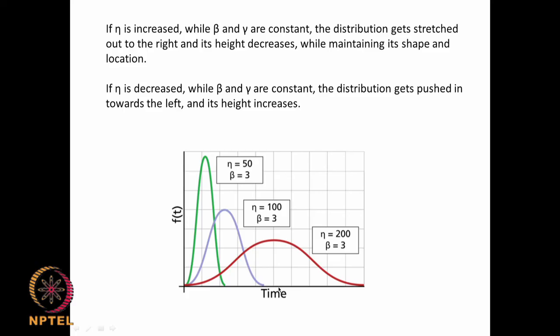Okay. So, if eta is decreased while beta and gamma are constant, the distribution gets pushed towards the left and its height increases, whereas if eta is increased, the height will decrease, but the graph will get pushed more and more to the right. Okay. Do you understand? So, it plays a very important role.